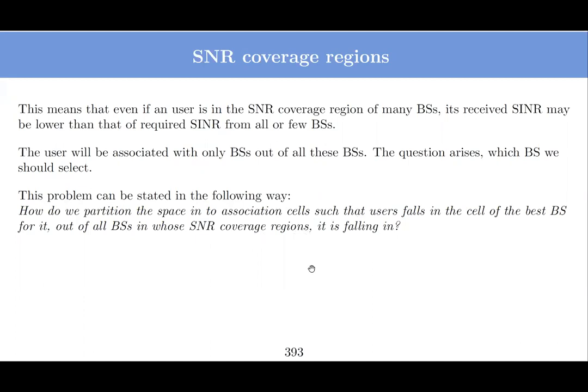Once you have decided that this location would connect to this base station, you are basically defining the association cells of all base stations. So they are both the same thing. Either you just tell a user should connect to which base station, or you are telling that if the user is at this location, it should connect to this base station. So you are defining the association cell of each base station, which just means that you are partitioning the space into association cells.